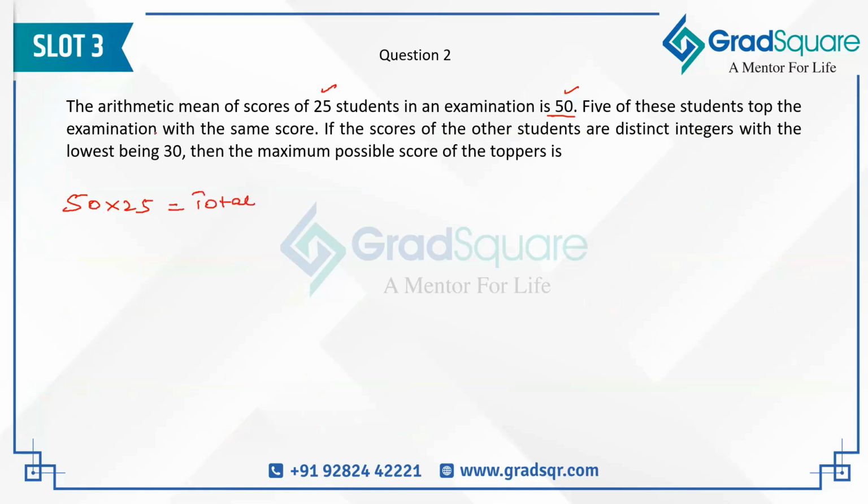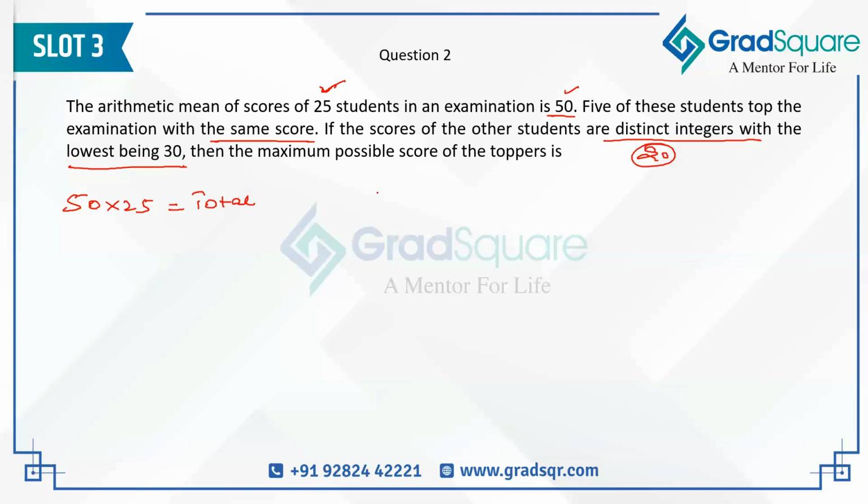Now, 5 of these students top the examination with the same score. We don't know this particular score, but 5 of them have scored the same, and that's the highest. Now, the scores of the other students are distinct integers, with the lowest being 30. How many students are we referring to? Out of these 25 students, 5 have topped, and the other students, that means you are looking at 20 students, with the lowest being 30. So the lowest score is 30. Others would have scored more than 30. Then the maximum possible score of the topper is what?